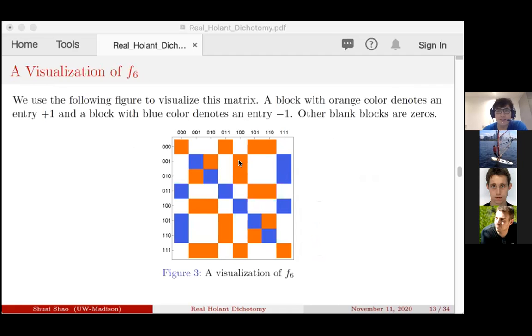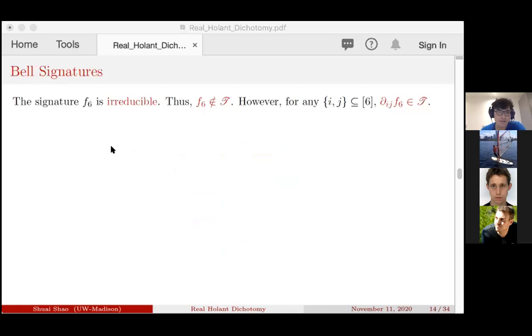In this picture, a block with orange color denotes an entry plus 1, and a block with blue color denotes an entry minus 1. The other blocks are zeros. So for example, this orange block means that the value on the all 0 input is 1. Now let's see some properties of this function f sub 6.